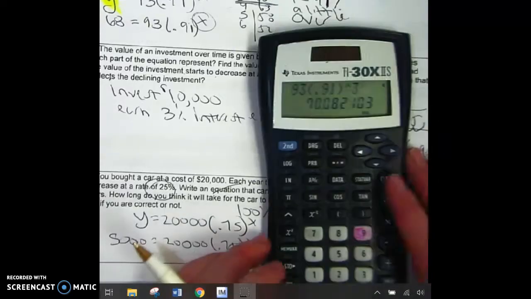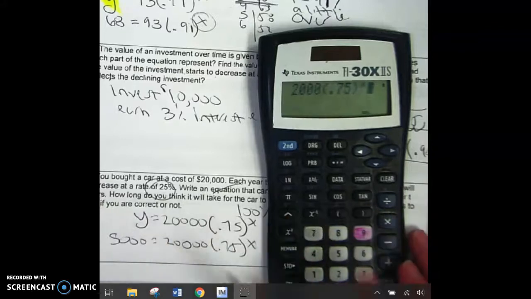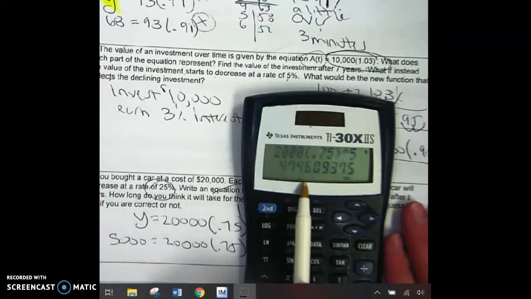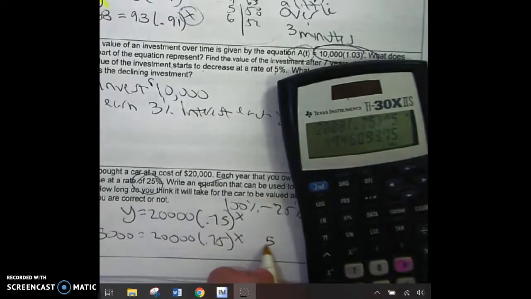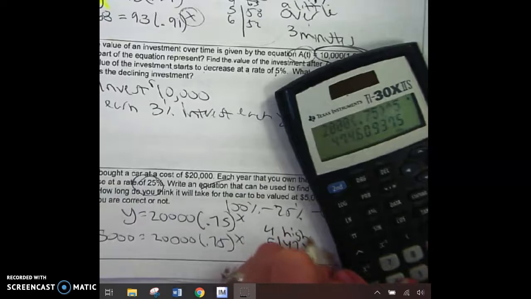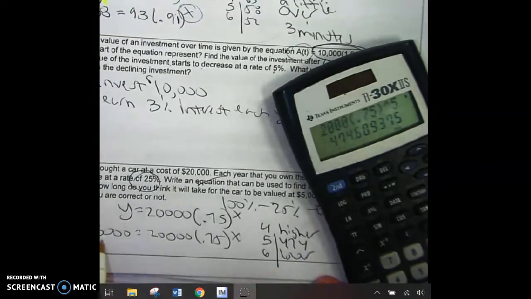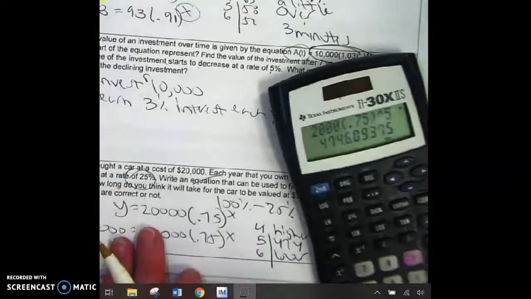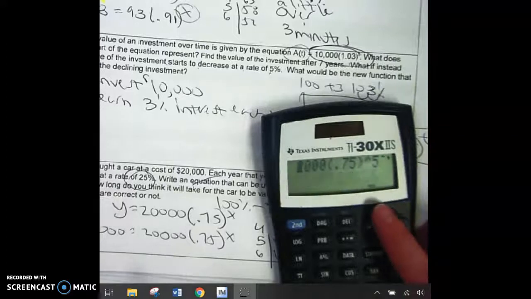But right now we're going to guess. So we're going to go 20,000 times 0.75 to the, let's try 5th. Okay, I get $474. Ooh, good guess. And it's just going to keep getting lower. So that means that if I have 5 years at 474, 4 years is going to be a little bit higher, and 6 years is going to be a little bit lower. Oh, it's 5,000. Whoa, okay, then I did that wrong. I was thinking it was 500. So I need to go way higher here.